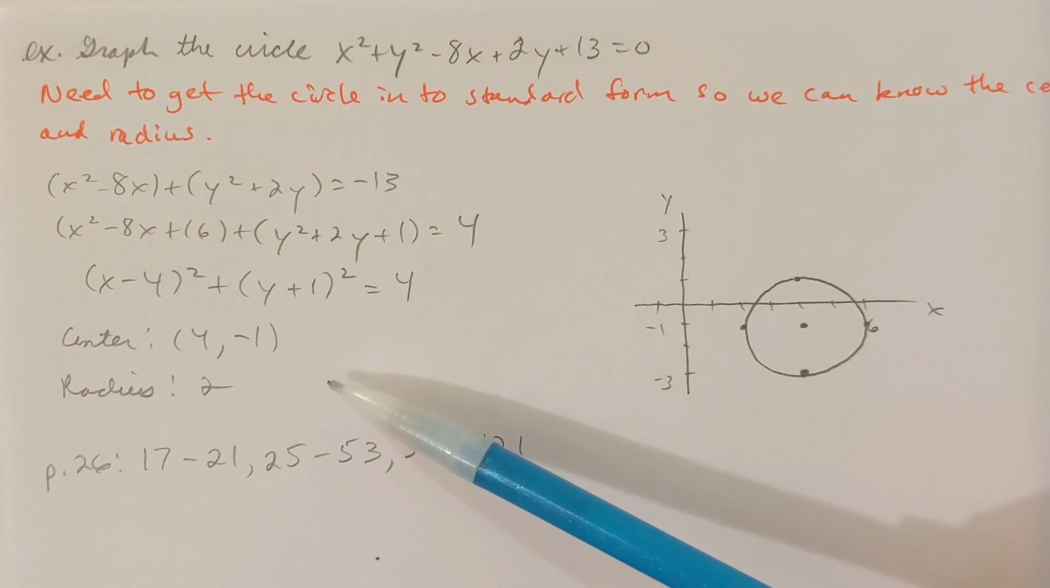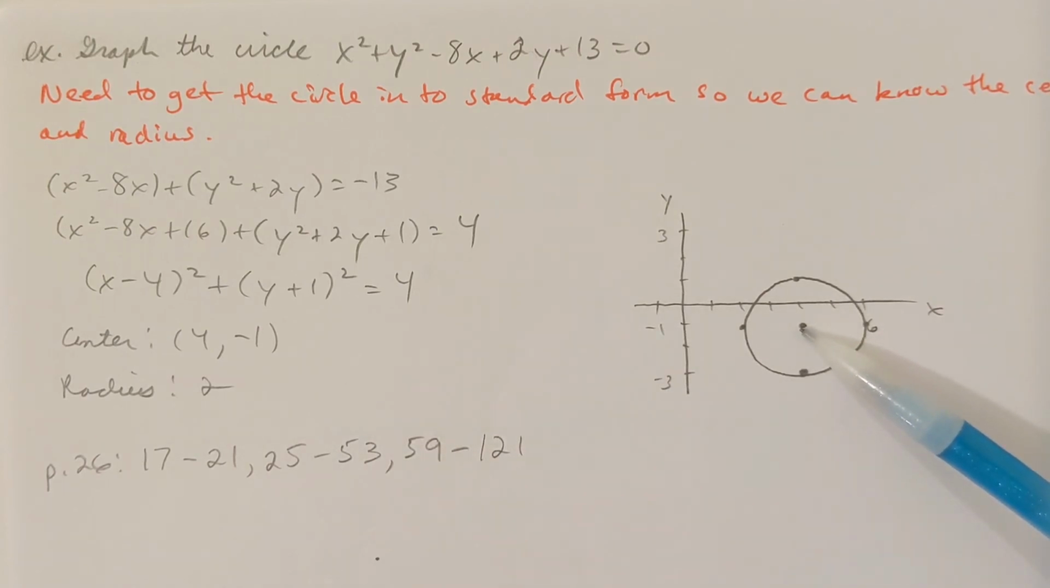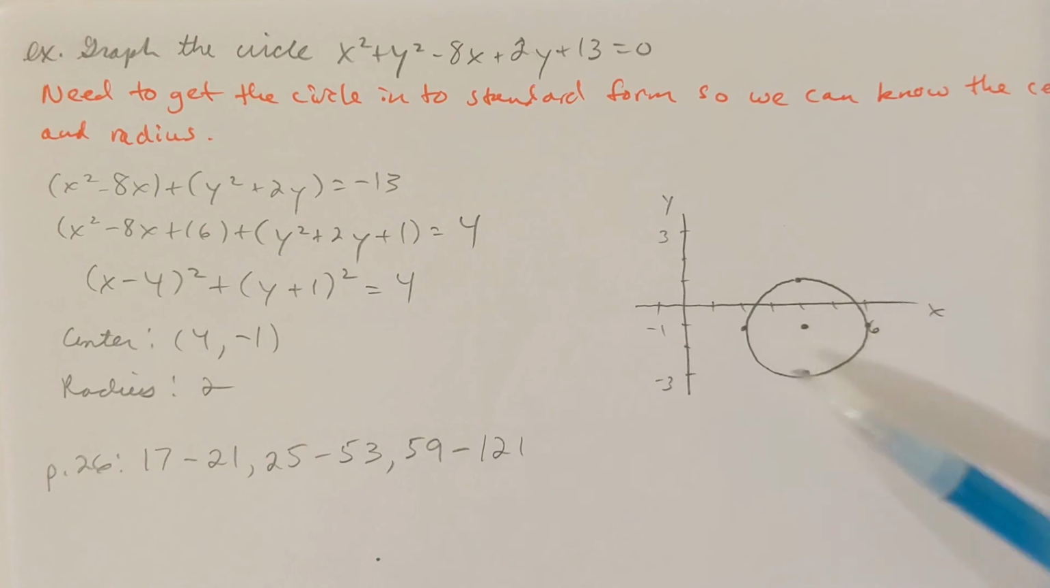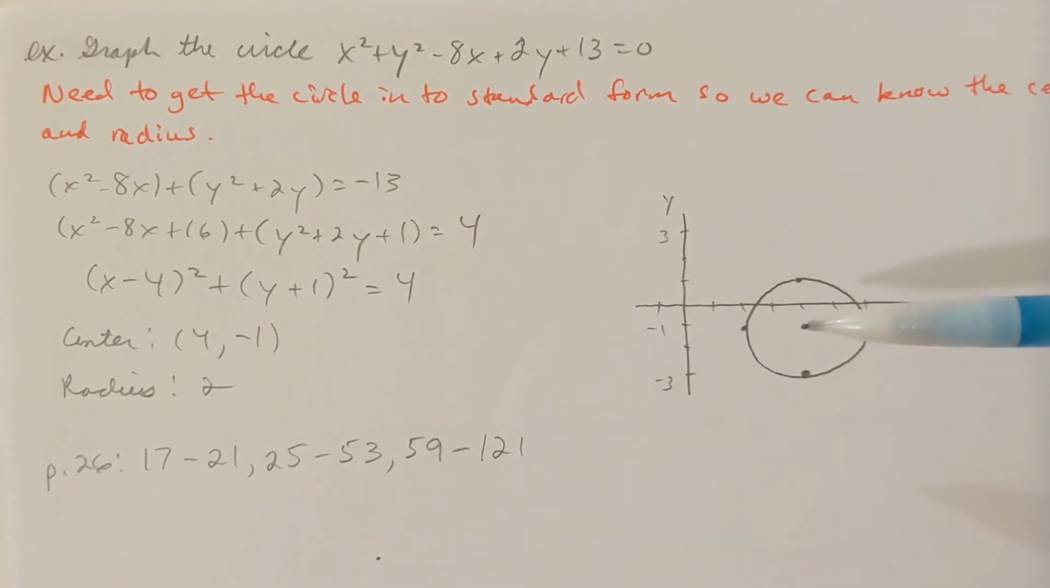So now that I've identified the center of the circle, it's at (4, negative 1), and the radius is 2, I can plot my center point along with 4 points around the center and then draw the circle as best I can. So here's the center point at (4, negative 1), and 1 point to the right of the center brings me to the point (6, negative 1). 1 point to the left of the center brings me to the point (2, negative 1). A point above the center brings me to the point (4, 1), and a point below the center brings me to the point (4, negative 3).